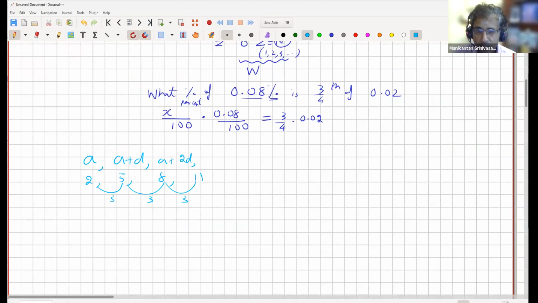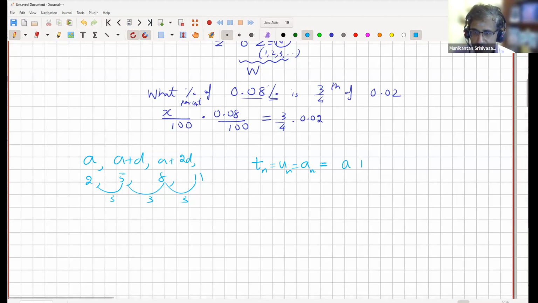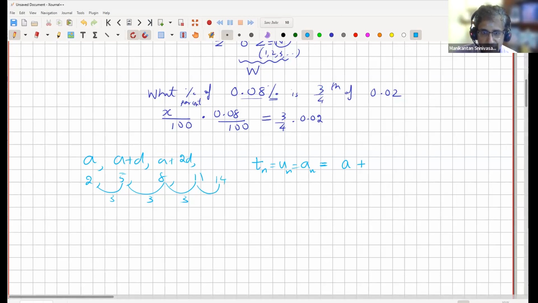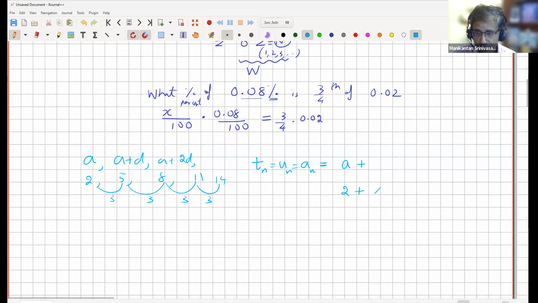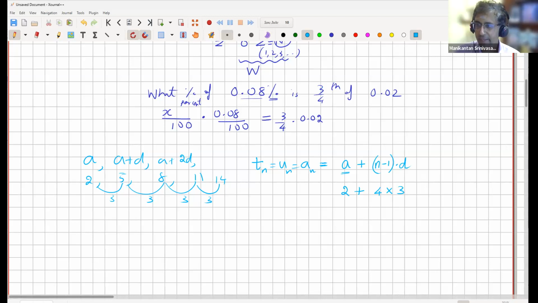And then typically you want to find the nth term. So Tn or Un or sometimes An, all of these are used to represent the nth term. So the nth term is, you have A, that's the starting point, plus, for example in this case, to reach 14, which is the 5th term, I had to take 4 hops, which is 1 less than 5, because I'm reaching the 5th term, and each hop is of size 3, right? So same thing. You start with A. The number of hops is 1 less than the term number I'm seeking. So n minus 1 hops if I'm reaching the nth term, and each hop is of size D. So it's A plus n minus 1 times D.